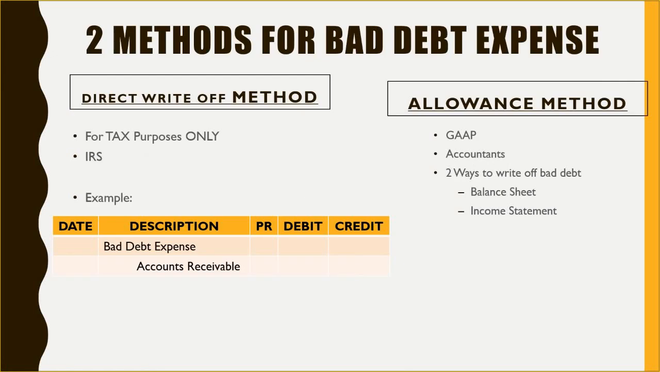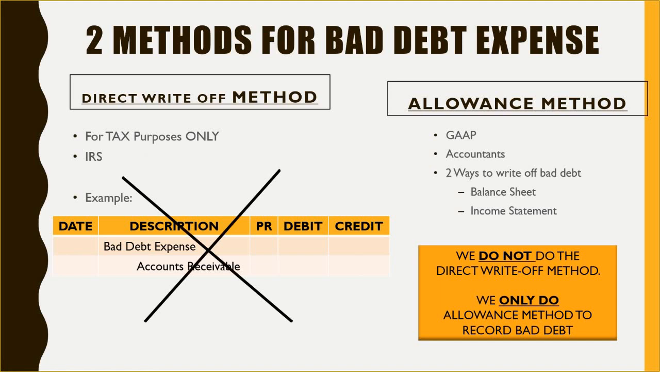So again, there are two methods that you can use to write off bad debt off of your books. You have the direct write-off method, and then you have the allowance method. The direct write-off method is generally used for tax purposes, and it is only used for the IRS. So you absolutely cannot use the direct write-off method, because you are not tax accountants. You are the general ledger accountants. You're just regular accountants at this point. You're not a tax accountant.